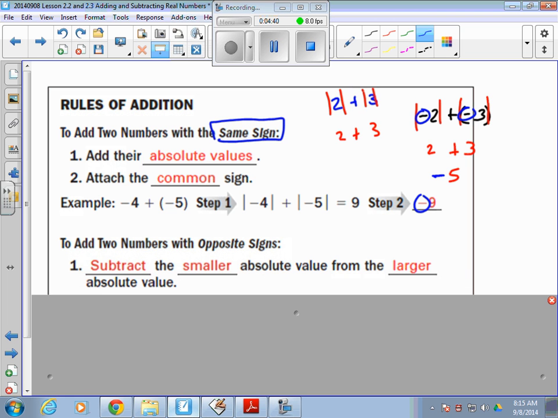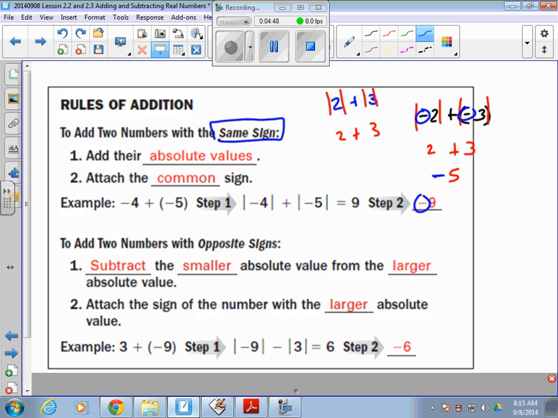To add those two, subtract the smaller absolute value from the larger absolute value. So your example, 3 plus -9. -9 has the higher absolute value. So 9 minus, there's the subtract part, the absolute value of 3, and you get the number 6. Then the second step is to attach the sign of the larger absolute value. 9 is the farther distance from 0. It's negative. Therefore, 6 is going to be negative.